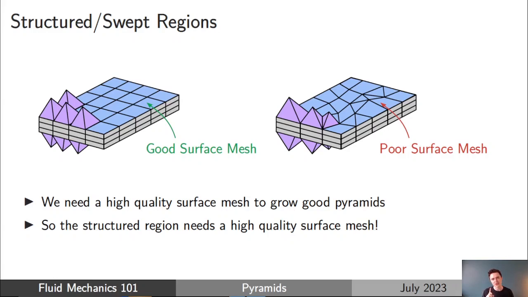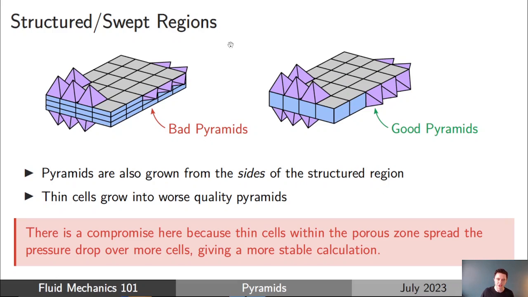But there's another subtlety here, which some of you may have missed, and I really wanted to highlight in this talk. With a structured or a swept region, of course, we also need to generate pyramids and tetrahedra from the sides of the region as well. So when we have a wall, a normal wall surface, and we're growing inflation layers, and then we grow pyramids over the top, we're only growing pyramids from the top surface. But of course, when we have a floating structured or swept mesh region within our mesh, we have to grow pyramids and tetrahedra from all of the surfaces of that region, because all of the surfaces need to transition out into a volume mesh.